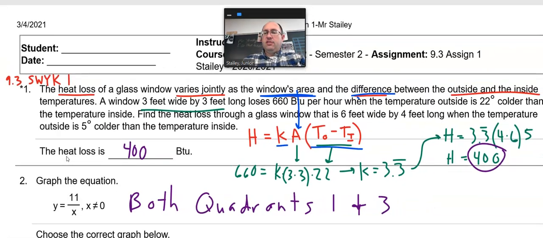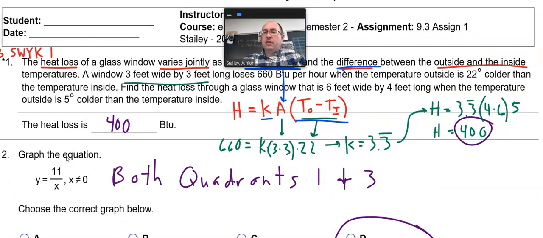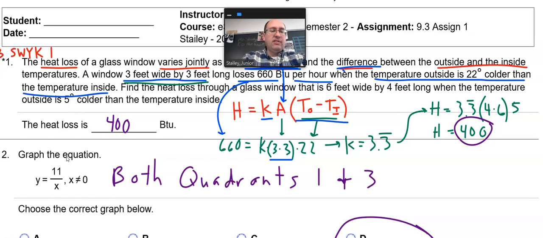So, for instance, you can see over here, it says that a 3x3 window, so that's 9 square feet, 3 times 3, loses 660 BTUs, so that's your heat value, per hour when the temperature outside is 22 degrees colder than the temperature inside. So in other words, they hand you the difference. They don't even make you calculate it. So I just plugged it in, right?